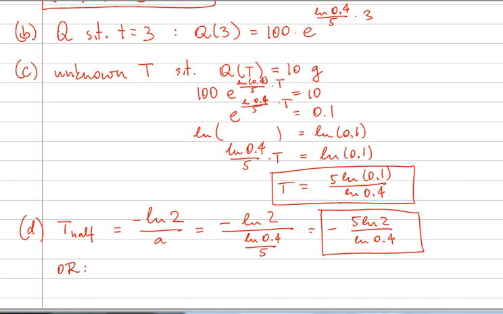Or you can pose this problem as saying we want an unknown time, half-life, such that the quantity at that time is half the original quantity. And then we would plug in the expression for Q, and then you would end up with the same answer.